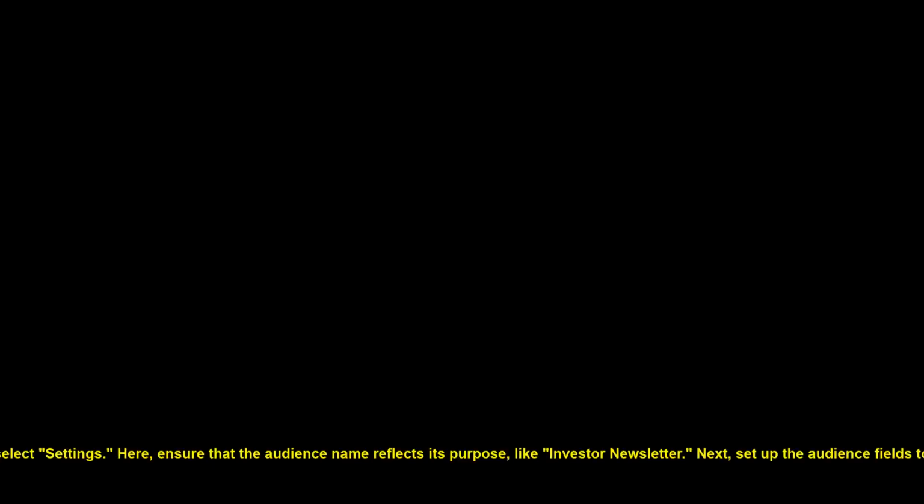Click on the Manage Audience menu and select Settings. Here, ensure that the audience name reflects its purpose, like investor newsletter. Include fields such as first name, last name, email address, property interests, and investment history. Once your audience is set up, you can start creating your campaign.